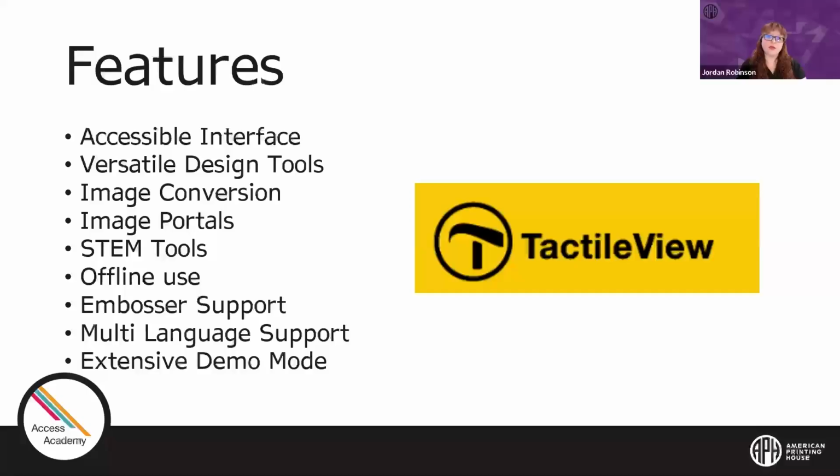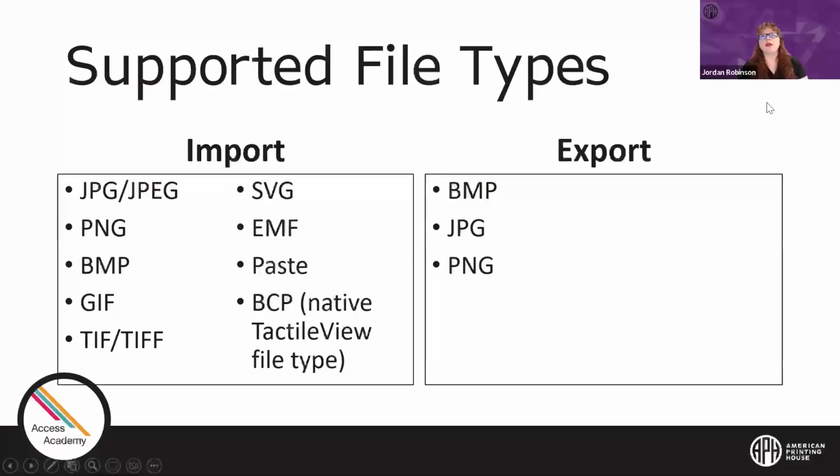You are unable to save those files, and when you emboss it, it will be watermarked. But it's a great chance to practice and really get a feel for the software before you decide to purchase it or purchase a page blaster that it comes with. It does support a number of importing file types such as JPEG, SVGs, PNGs. You can see them on the screen. GIFs, TIFFs. You can copy and paste, and then of course its native file type, which is BCP. You can also export it as a JPEG, a PNG, or a bitmap file, which is super helpful when using it.